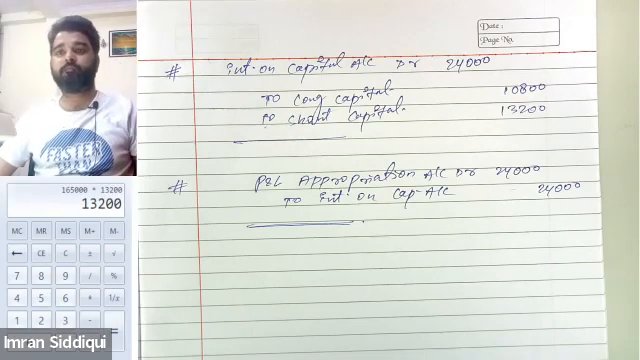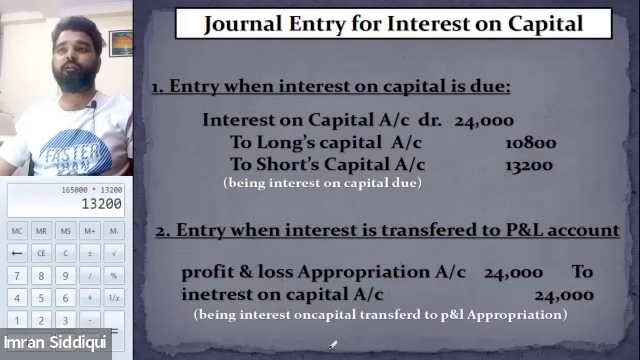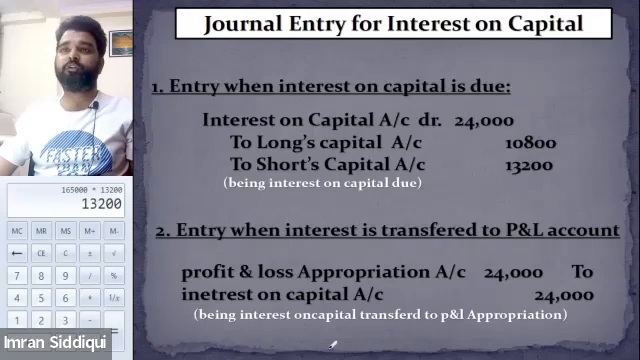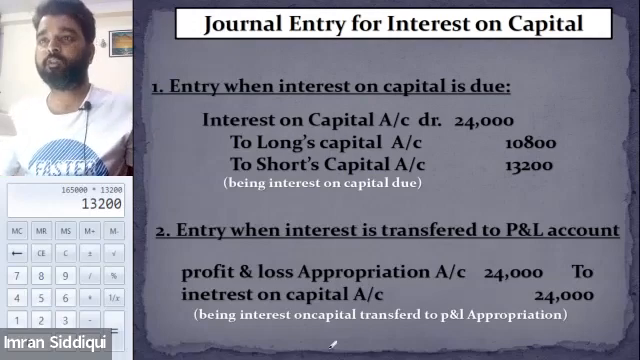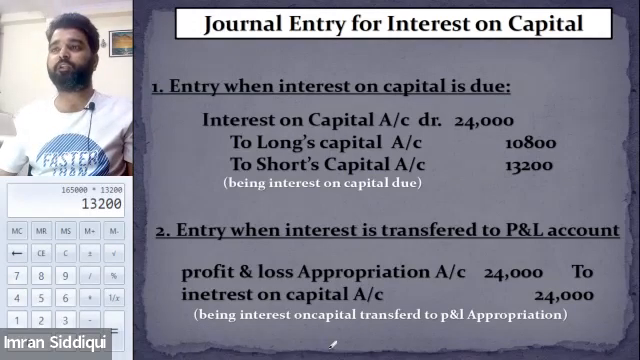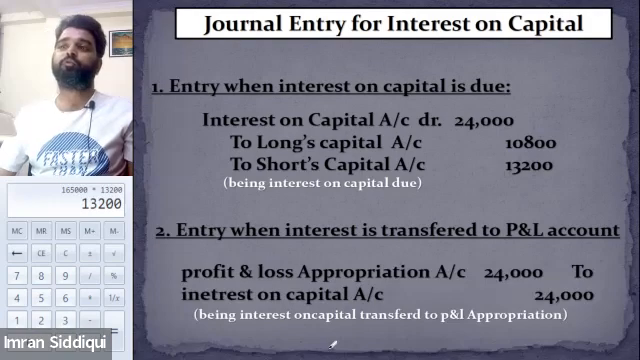So this is the same. Everything is the same on the slide as well. I've done the same thing on the PowerPoint as well. So you can write from here also. This in fact is the better explanation. First entry we are doing for when the interest is due. So for that purpose we generalize it as the interest on capital account debit to Long's capital account and Short's capital account, 10,800 plus 13,200 equals 24,000. And interest which will be transferred to the P&L appropriation, the general entry will be profit and loss appropriation account debit to interest on capital account.